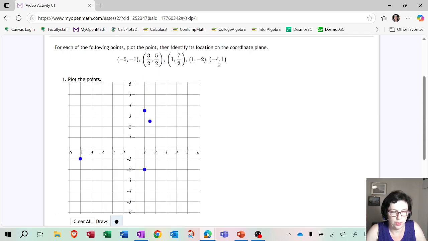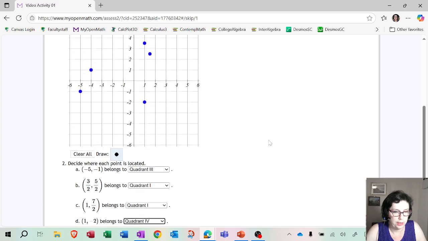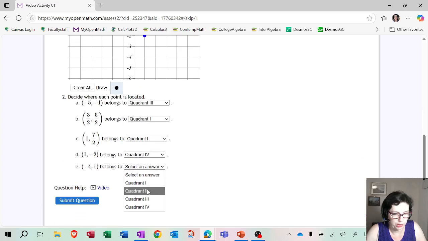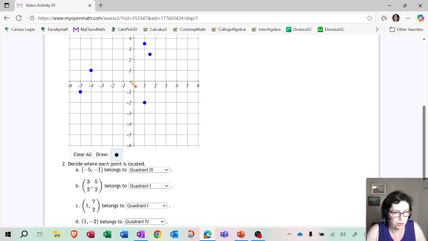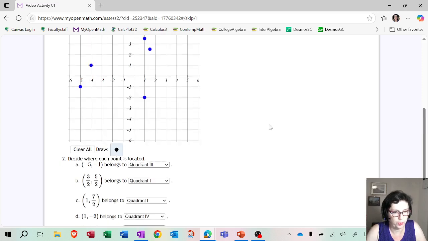Okay, the last one is -4, 1. So again, you start at the origin, you move 4 to the left, right? Because it's -4, and then 1 up. And this is quadrant number 1. So let's, no, sorry, number 2, because this is where x is negative, but y is positive.